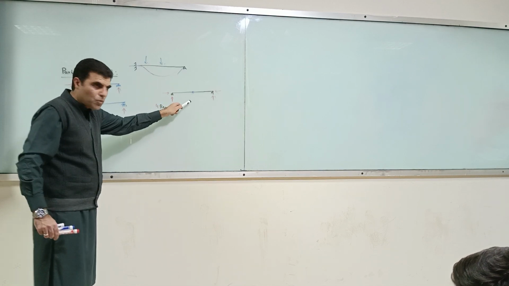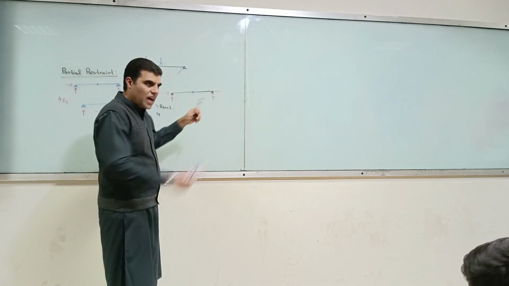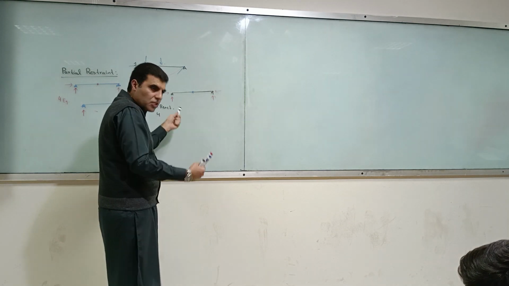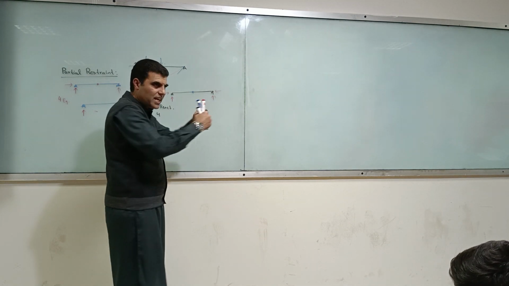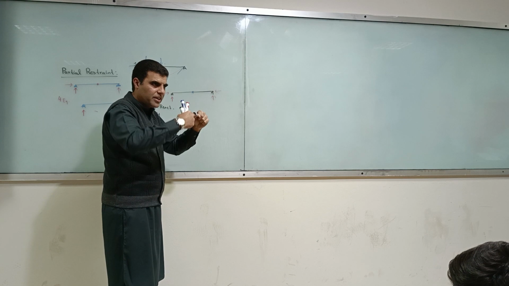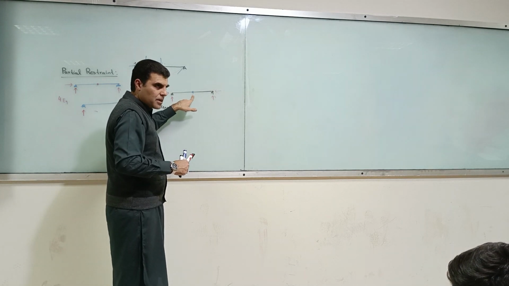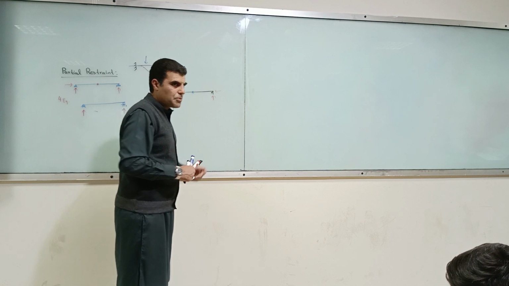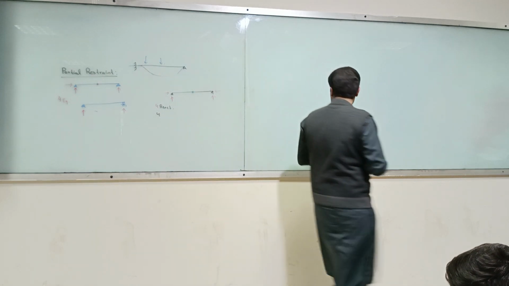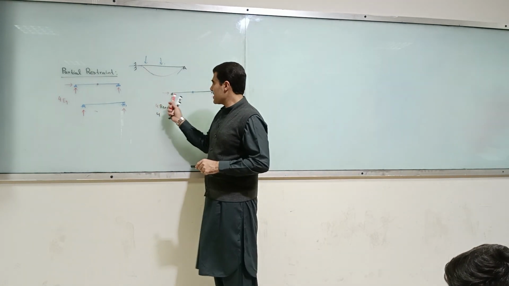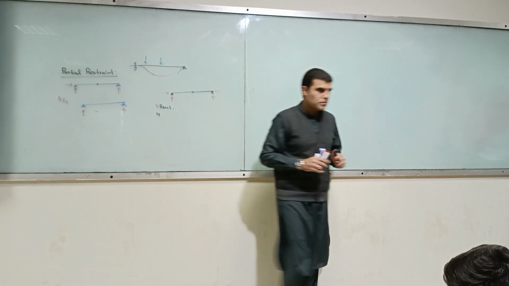This one is stable. Why? Because these two pins are providing restraint. Although this is like a link, like a link of a chain, it is stable. Do you understand my point? Yes, sir. So this is not a partial restraint, this is a stable structure.